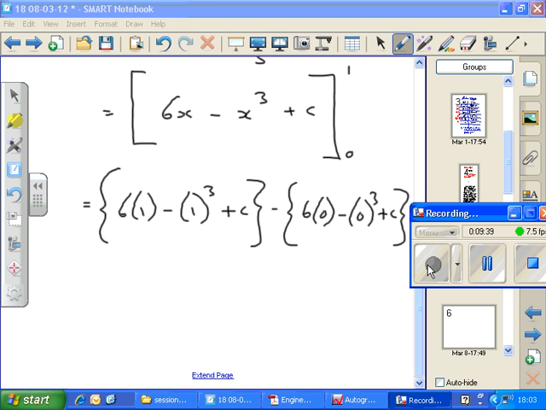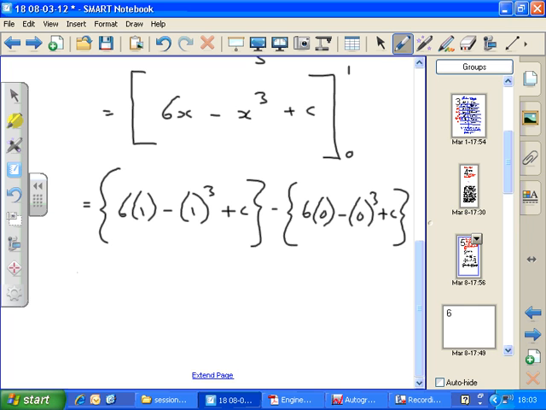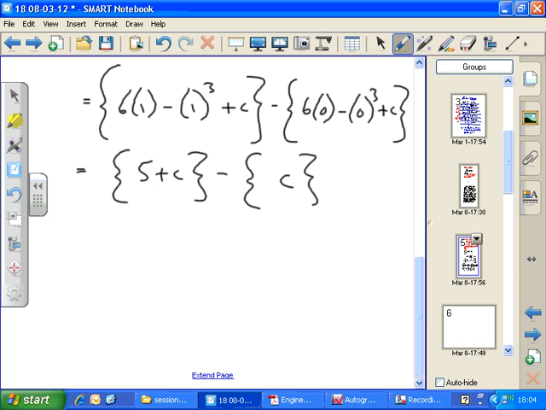Now work out what these curly brackets are. So 6 times 1 is 6, 1 cubed is 1, so 6 minus 1 is 5, plus c, minus 6 nothings are nothing, minus nothing cubed is nothing, and c. So that's what I'm left with. 5 plus c minus c. And then, what is 5 plus c minus c? 5.